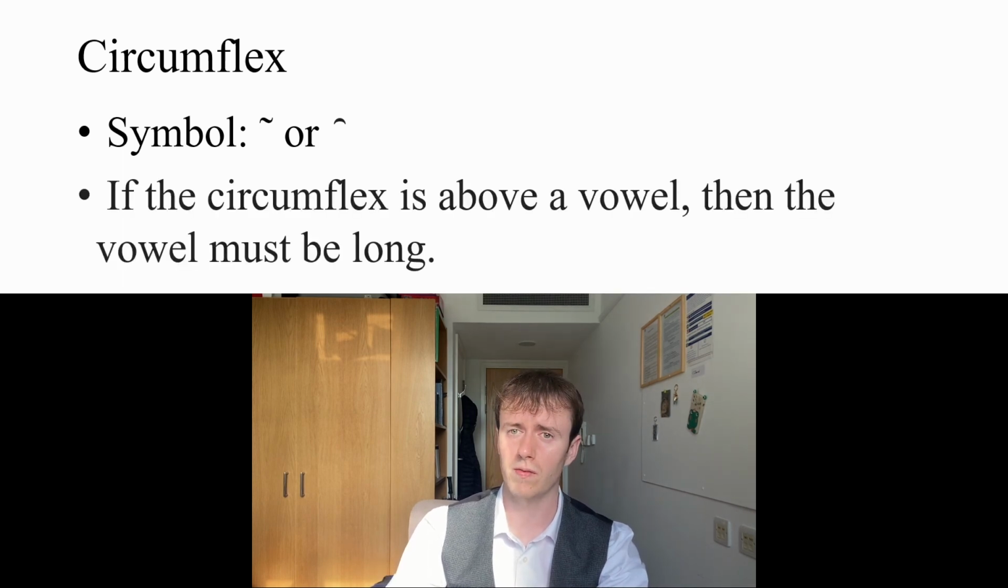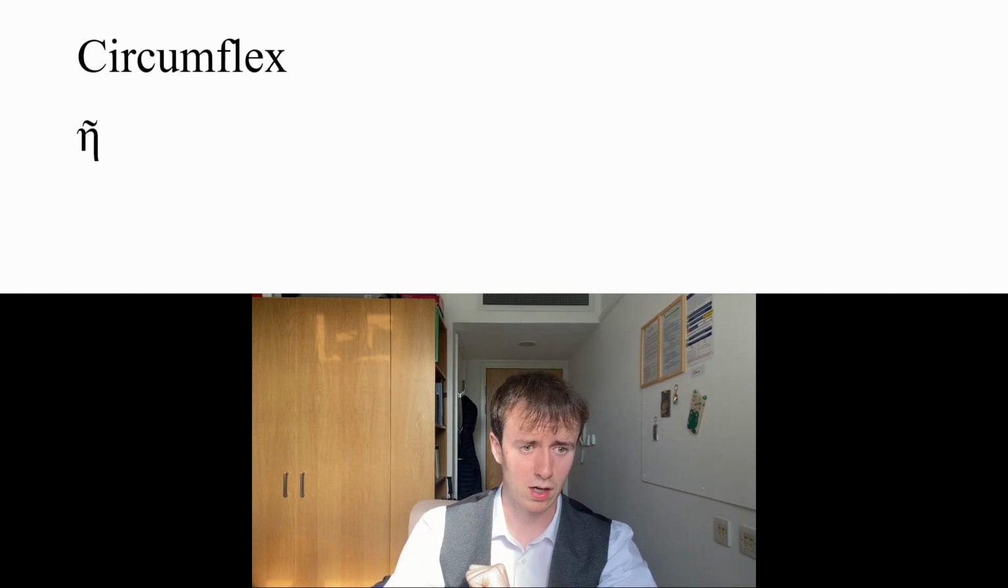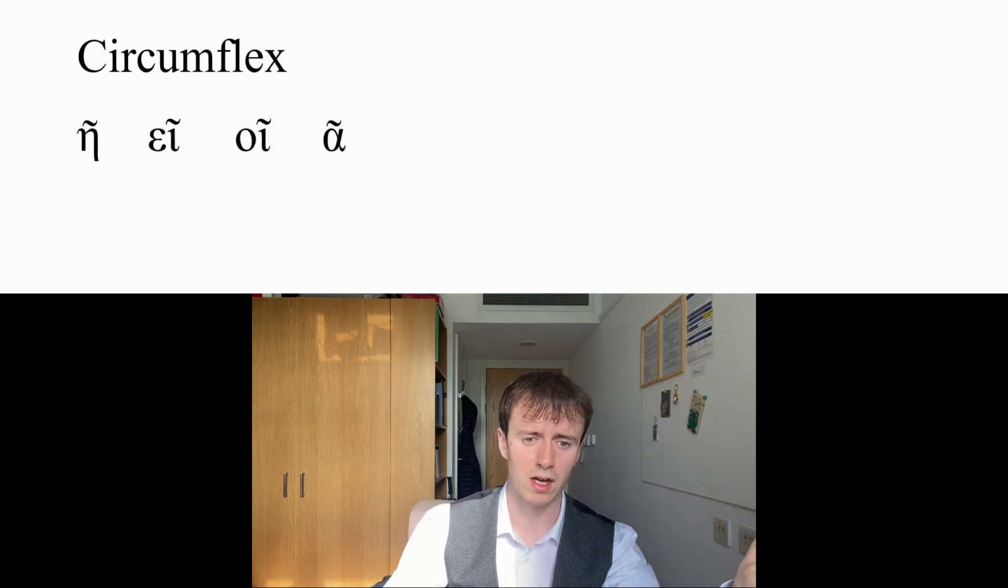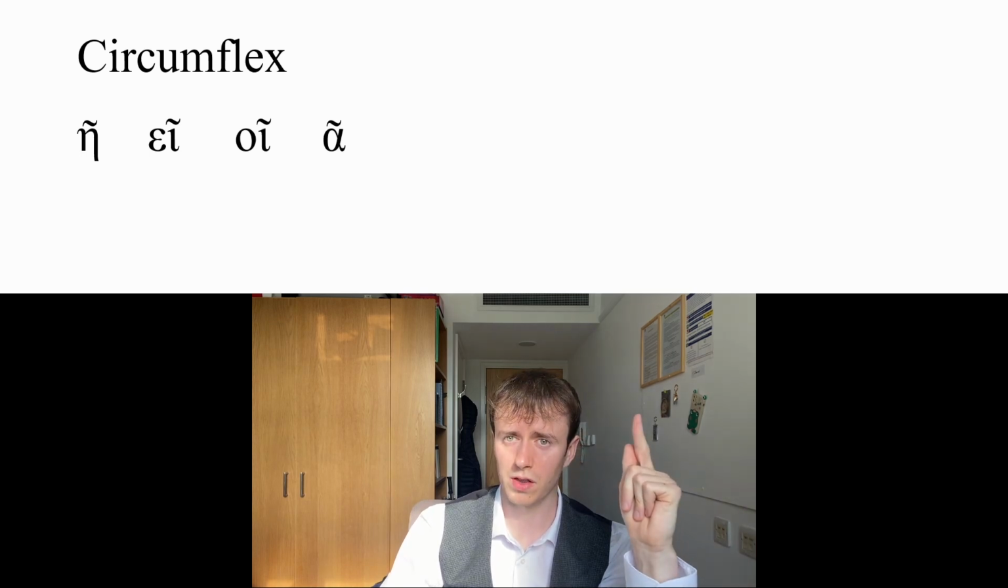Namely, if the circumflex is above a vowel, then the vowel must be long. Keep that in mind. Let's look at some examples. You might see eta with a circumflex. Okay? Now eta is already long, so this would still be pronounced air. You might see a with a circumflex. A would still be pronounced a because diphthongs are already long. Likewise with oi.